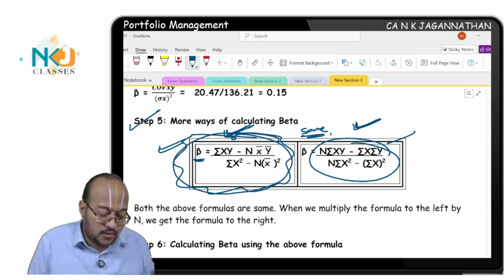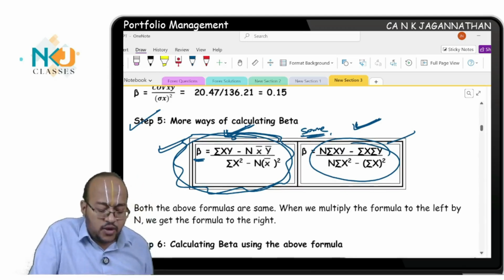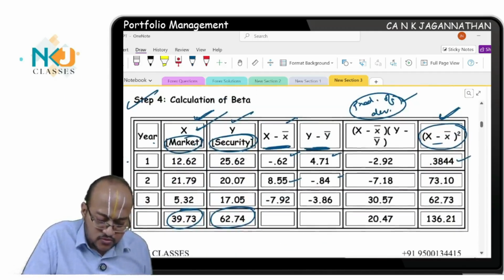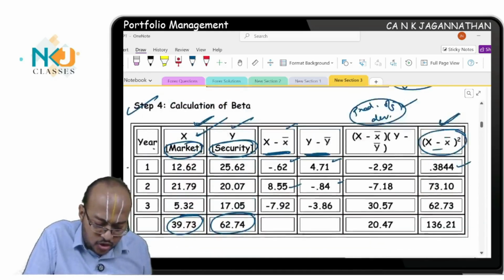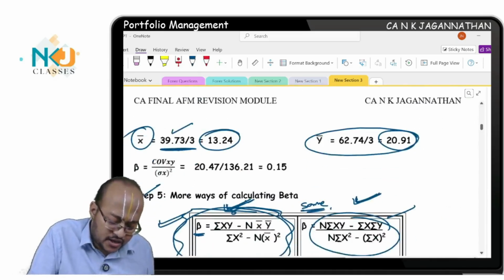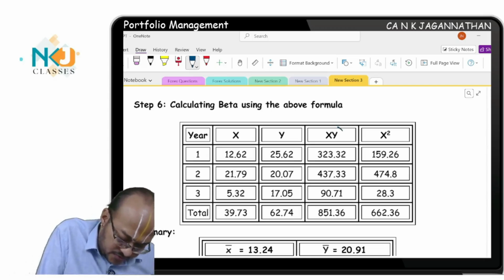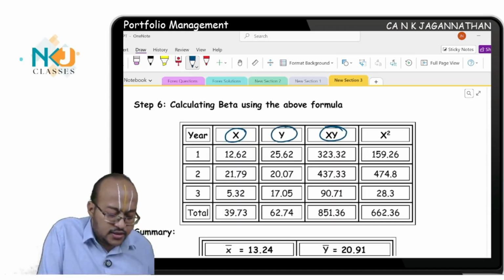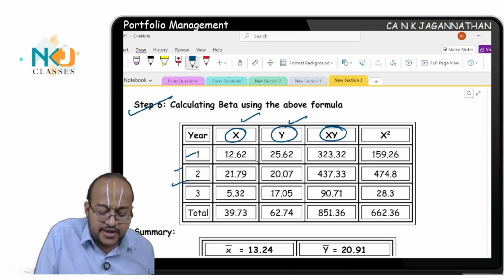That is the point. Now you tell me how to get the summation of xy. Very simple, you already have it; you don't need to find out anything. You already discussed it. Sigma xy is the product of x and y. See, this xy is here. Now you have x and y for 1, 2, 3, the 3 years. You have the x value and y value. You just make a product of these x and y.